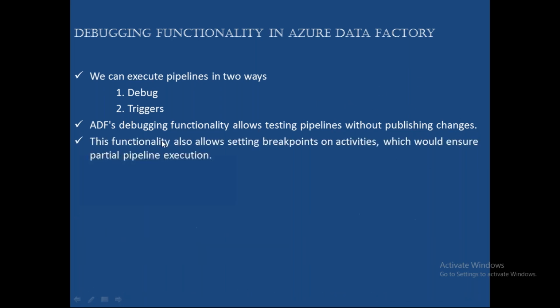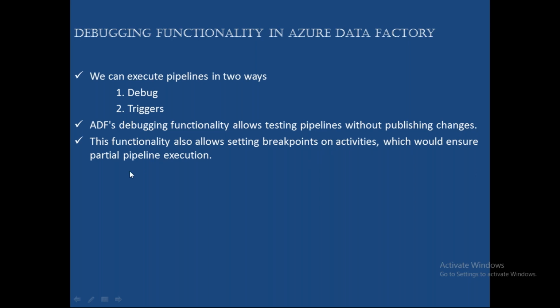Next, this functionality also allows setting a breakpoint on activities. A breakpoint on activities means you can disable some of the activities and enable others. As I mentioned, you have activity 1, 2, 3, 4, and I want to execute only activity 1, and disable 2, 3, 4. You can create a breakpoint and execute only the activities which you want.